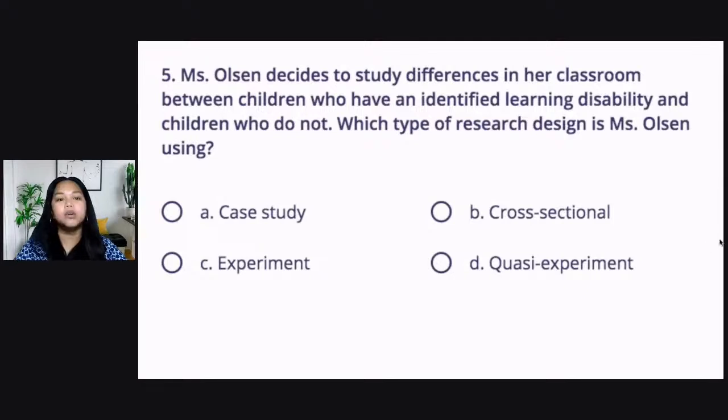Number 5, Miss Olsen decides to study differences in her classroom between children who have an identified learning disability and children who do not. Which type of research design is Ms. Olsen using? Is it letter A, case study, letter B, cross-sectional, letter C, experiment, or letter D, quasi-experiment? Okay. Which one do you think is the best choice for number 5?